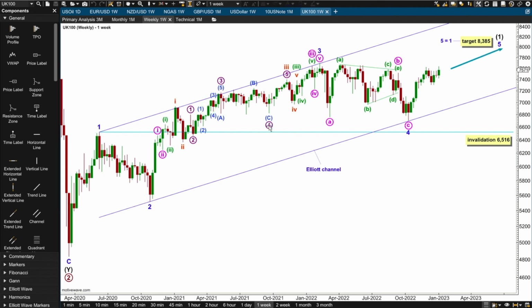There's disproportion between micro 4 and micro 2. That's okay. The indices don't always have great proportion. It does meet all Elliott Wave rules, and it does fit so far as an impulse. Minor 1, minor 2, minor 3 is extended.